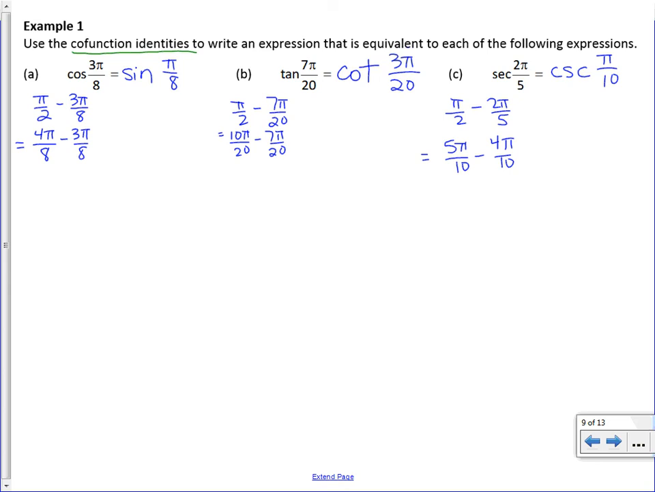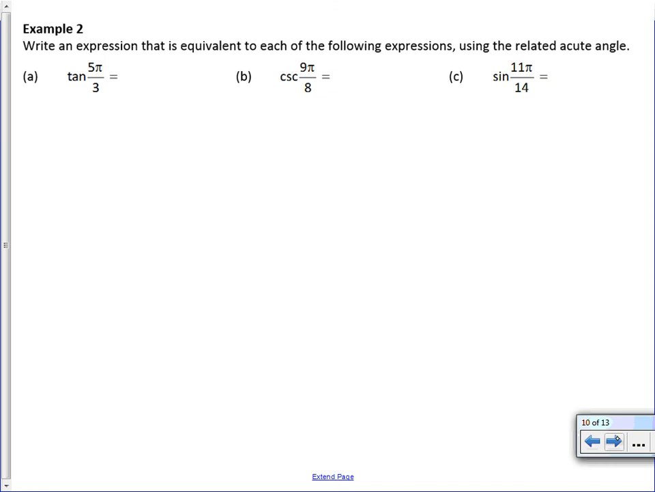Worst case scenario, you're not 100% sure. If you have your calculator in radian mode and you do cosine 3 pi over 8, you get a gross decimal number, and you do sine of pi over 8, you should get the same gross decimal number. Okay? Same number each way. Okay, the other type of question, this is literally taken right off of your test. Write an expression that's equivalent to each of the following using the related acute angle. So the only difference is you have to be careful when it's not a special angle, that you choose the correct acute angle.